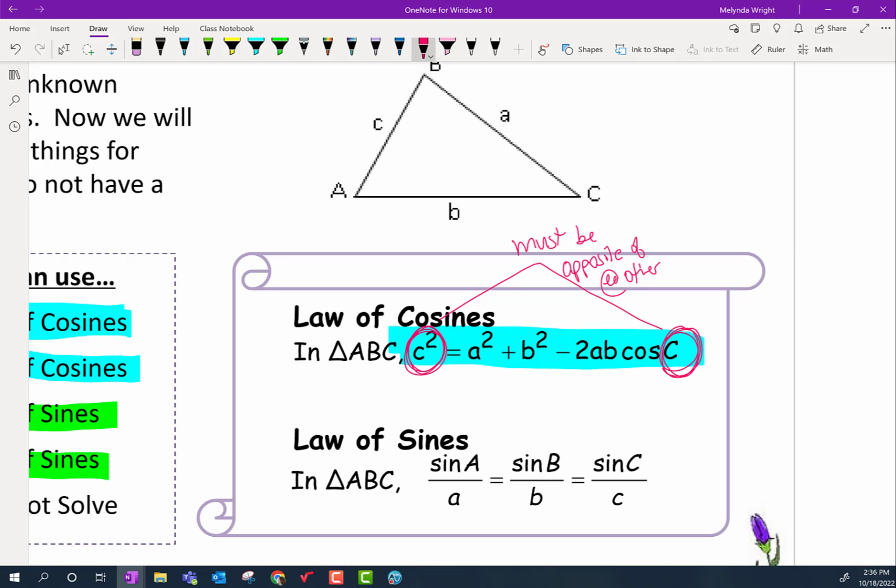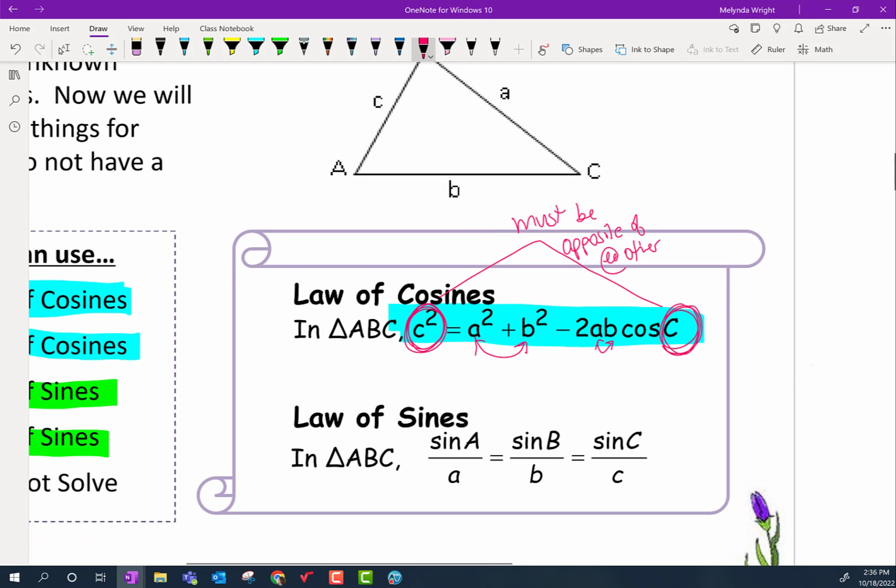I call them the bookends. This is the beginning and the end of the formula. That side measure and the angle measure have to be opposite each other, or this will not work. For these two side measures, it doesn't matter what order you put them in, it makes no difference whatsoever, but the other side measures make a tremendous amount of difference.